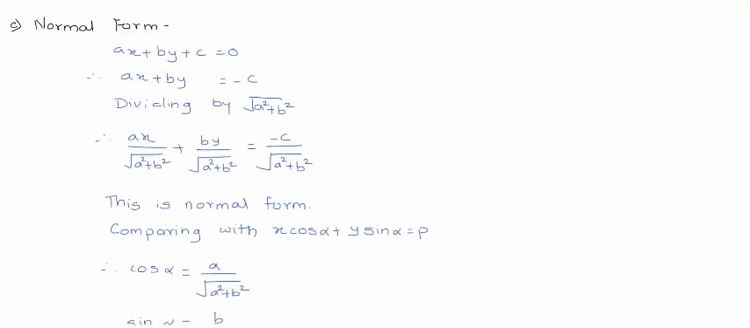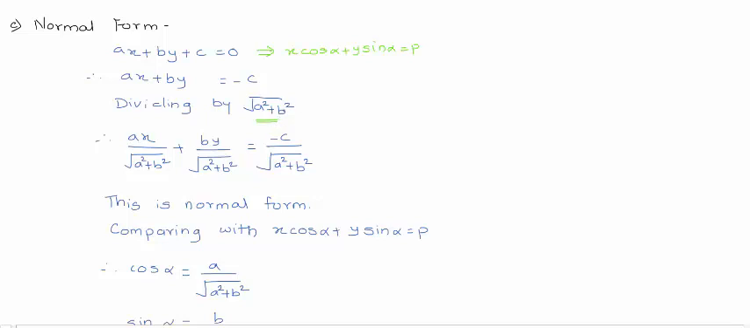The next pointer is reduction of general equation to normal form. Okay, students. So again, we take the general equation of line and we try to convert this into normal form, that is x cos alpha plus y sin alpha equals p. For that what we do, we shift the c on right hand side, it becomes minus c. We divide by under root a square plus b square.